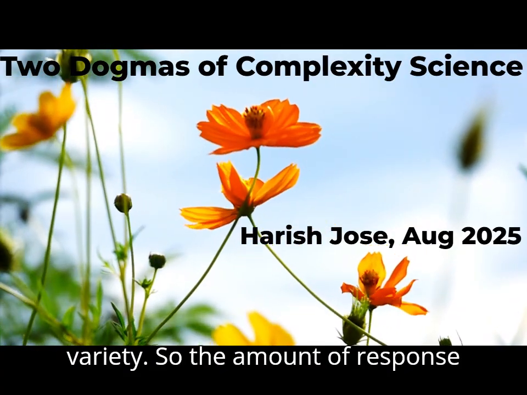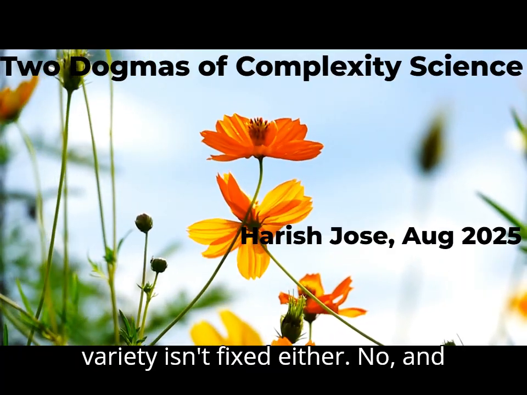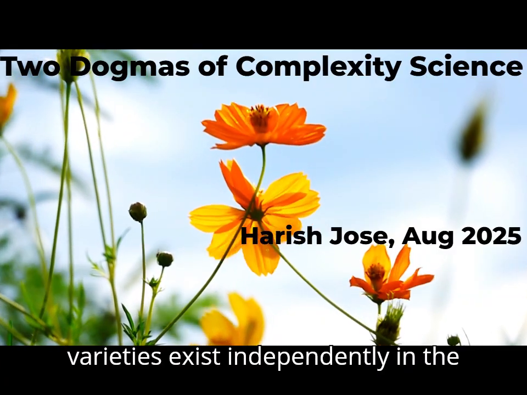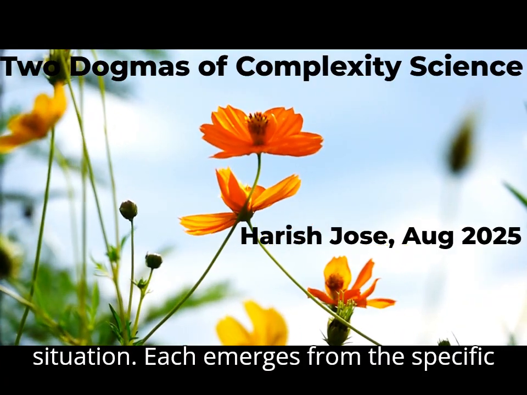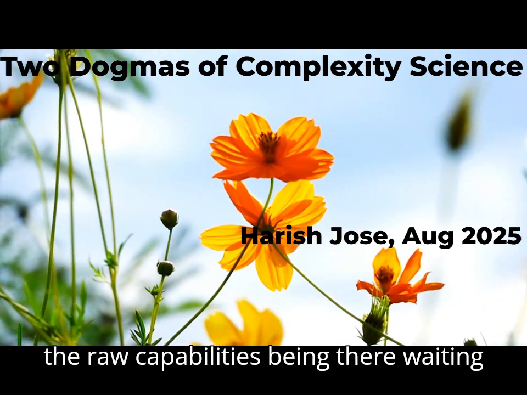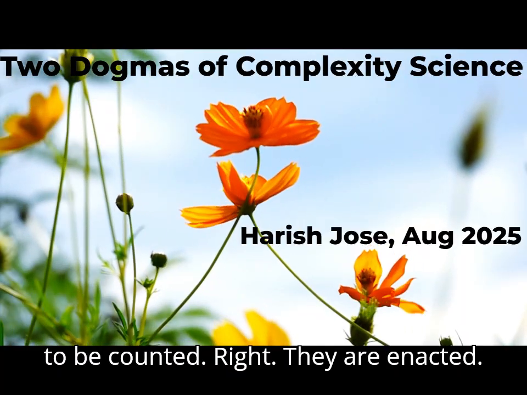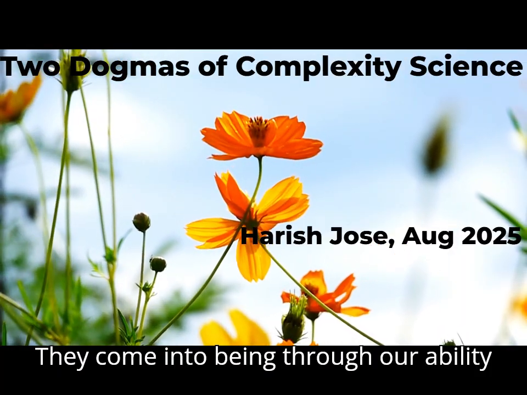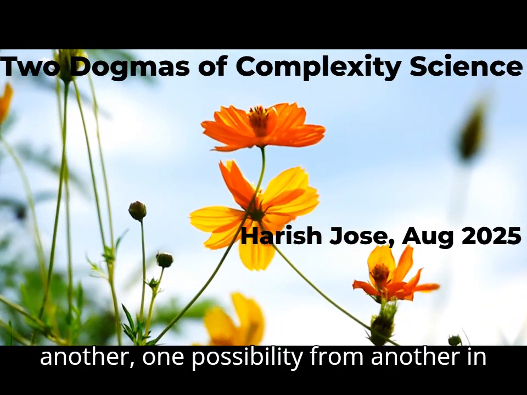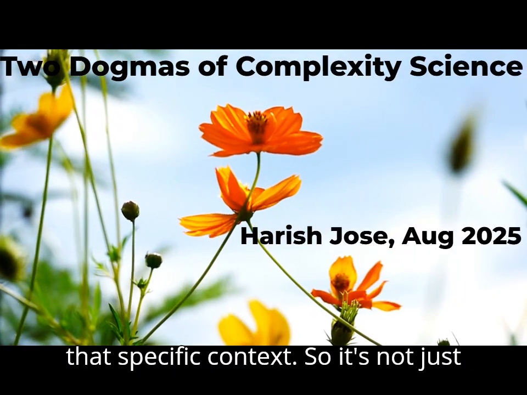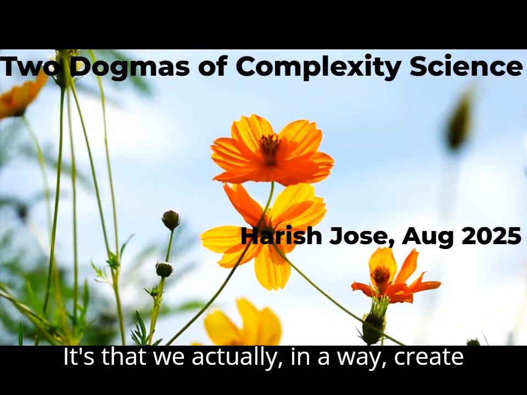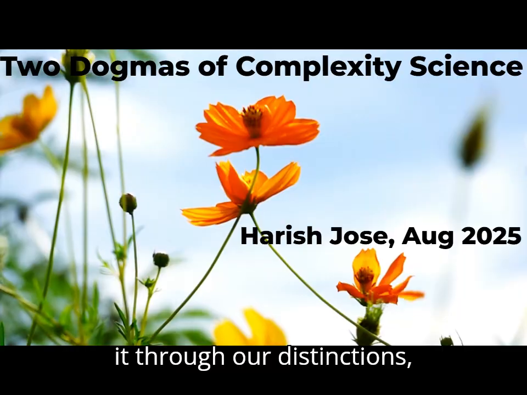So the amount of response variety isn't fixed either. No. And here's the key insight, the punchline for the x-axis. None of these response varieties exist independently in the situation. Each emerges from the specific capacity of the observer to make distinctions about what constitutes meaningful action. It's not just about the raw capabilities being there waiting to be counted. Right. They are enacted. They come into being through our ability, or the system's ability, to differentiate one potential action from another, one possibility from another in that specific context. So it's not just that we interpret complexity differently. It's that we actually, in a way, create it through our distinctions.